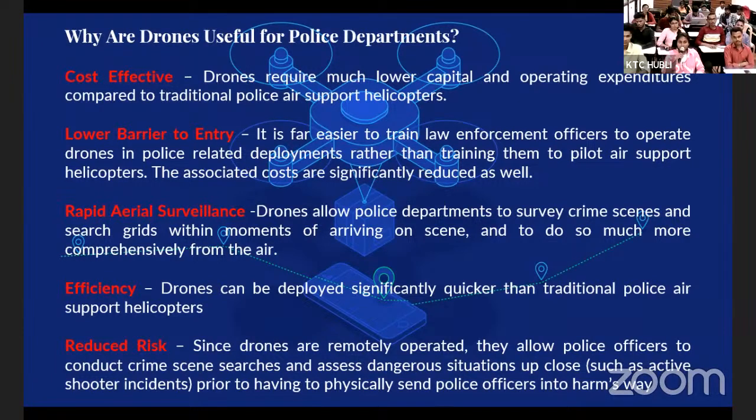As they are rapid in aerial surveillance, drones allow police department to survey crime scenes and search grids within moments of arriving on scene, and to do so much more comprehensively from the air. Efficiency. Drones can be deployed significantly quicker than traditional police air support helicopters. Drones are reduced in risk. Since drones are remotely operated, they allow police officers to conduct crime scene searches and assess dangerous situations up close, such as active shooter incidents, prior to physically sending police officers into harm's way.